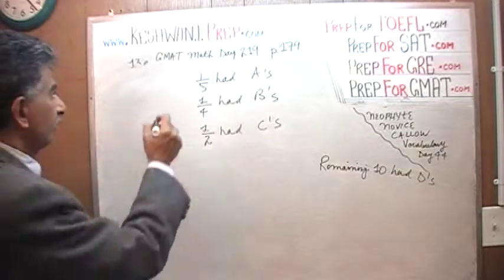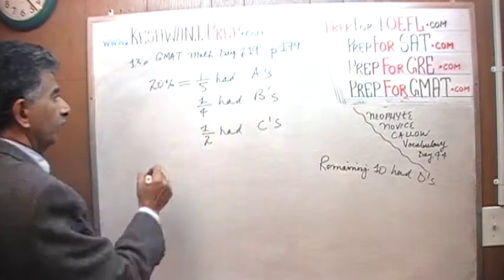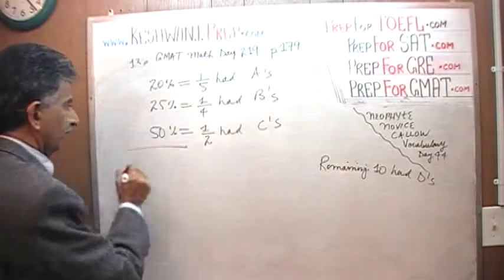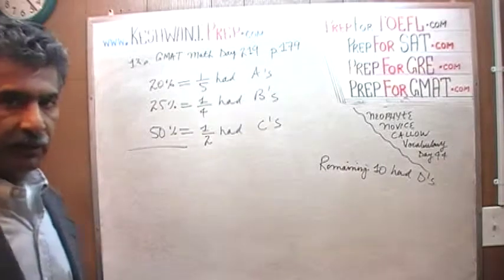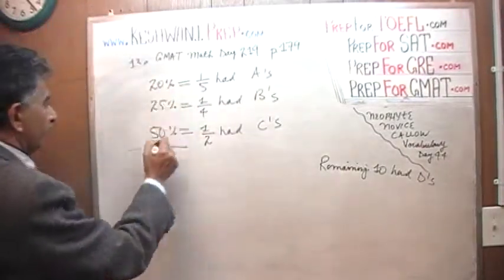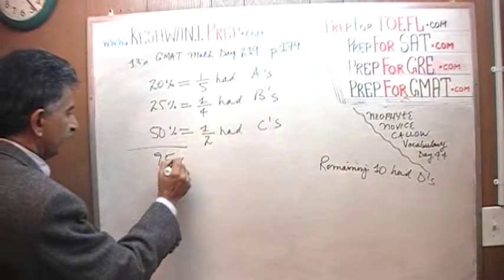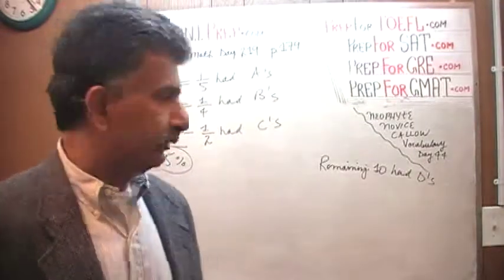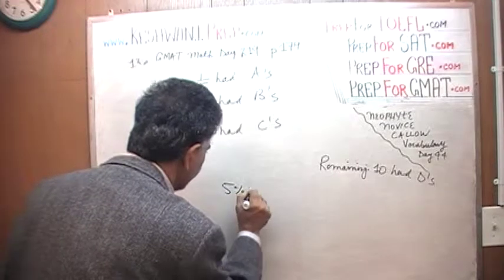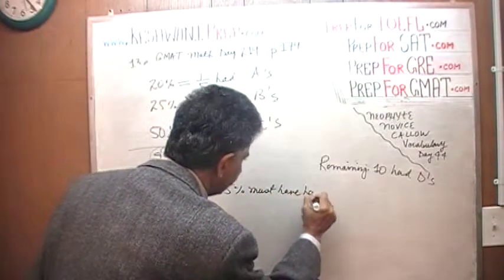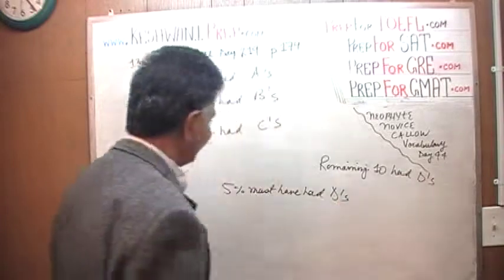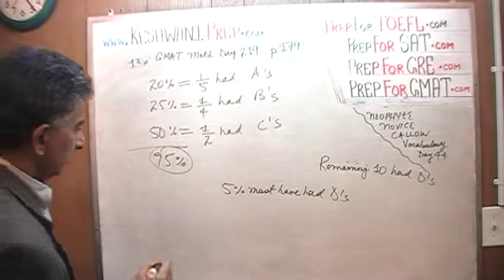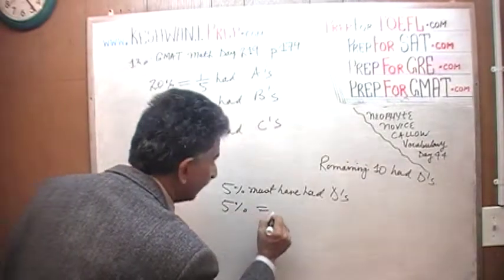1/5 had A's. 1/5 is the same as 20%. 1/4 is the same as 25%. And 1/2 is the same as 50%. Let's add them all up to find out what percentage of the students had either A, B, or C. That's 95%. In other words, 95% of the class had either A, B, or C, which means 5% must have had D's. In other words, 5% equals 10.